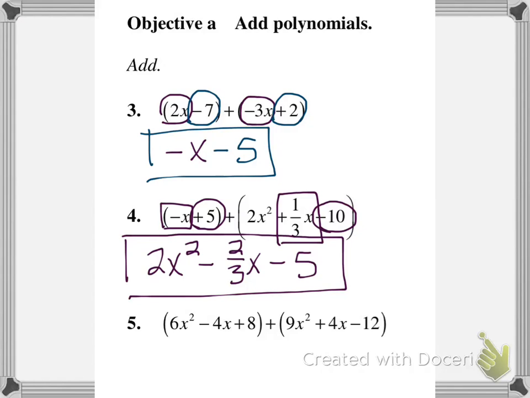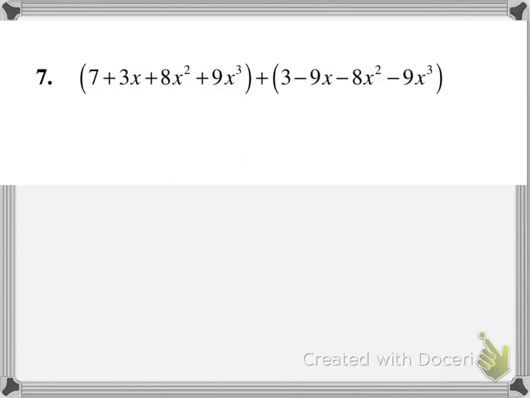Sometimes you have terms you can combine, sometimes you don't. Here's another one. It looks like we have a lot of terms on here, but again, just look for your like terms and start in descending order, so look for your highest exponent. So I see a minus 9x cubed and a plus 9x cubed. Well, that's easy. Those zero out, and so we don't need to put anything because 0x cubed is just 0. So those are gone.